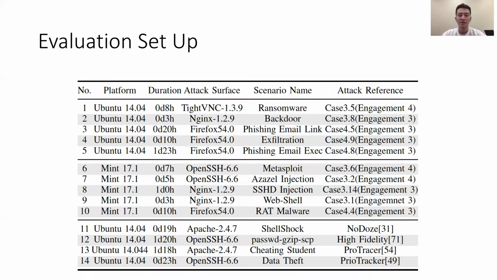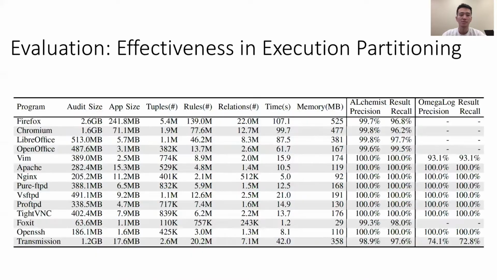To evaluate Alchemist, we select 14 popular Linux applications. Besides, we emulate 10 advanced attacks from the DARPA transparent computing program and 4 real-world attacks mentioned in existing works. To evaluate the effectiveness of log fusion for execution partitioning, we craft a complex workload for each application, and evaluate if Alchemist can attribute events to the correct unit.